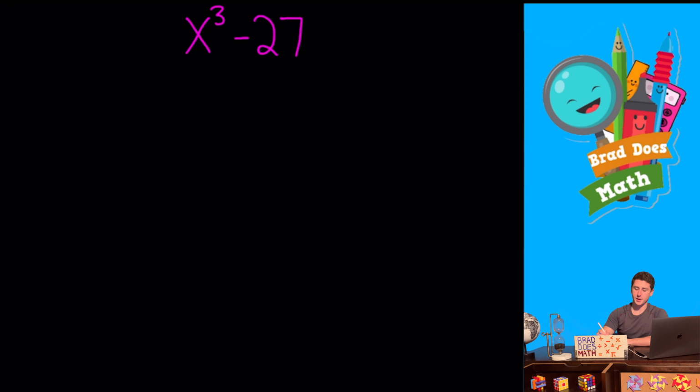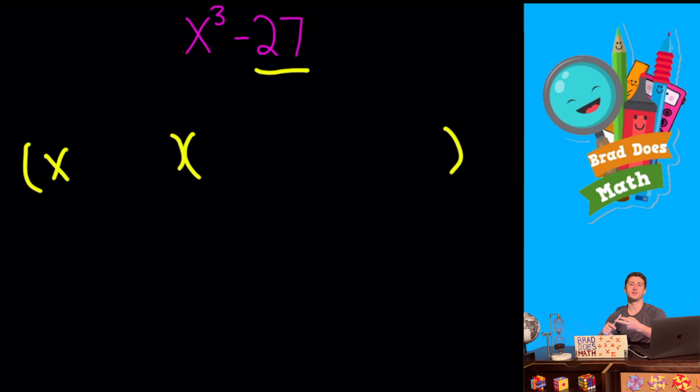What you do here is you make 2 sets of parentheses. One's going to have 2 terms. One's going to have 3 terms. So I'll make the second one a little bigger. And what you're going to do is you are going to cube root everything. So you're asking yourself, what times itself times itself gives us x cubed? And that, of course, is just x. What gives us 27? Well, 3 times 3 times 3 gives us 27. And that is what goes right there.